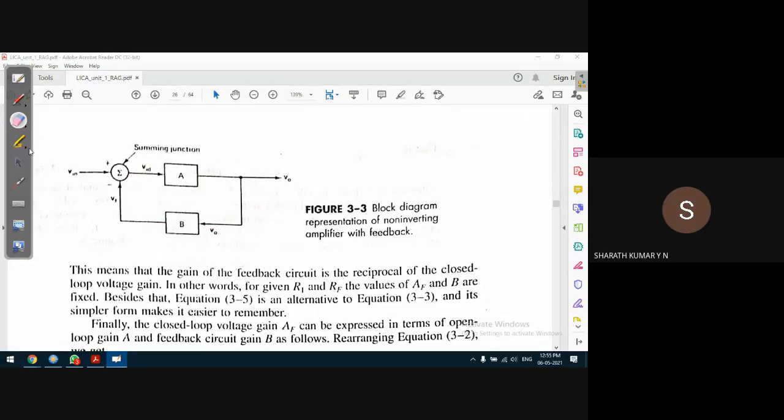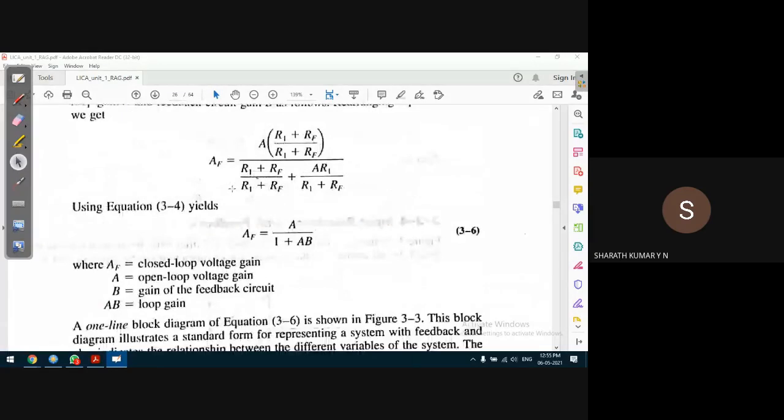This is the block diagram representation for the non-inverting amplifier. In this expression, what we find is that the closed loop gain AF can also be represented in terms of the open loop gain A and B. When we simplify this, we get the expression A divided by 1 plus AB.